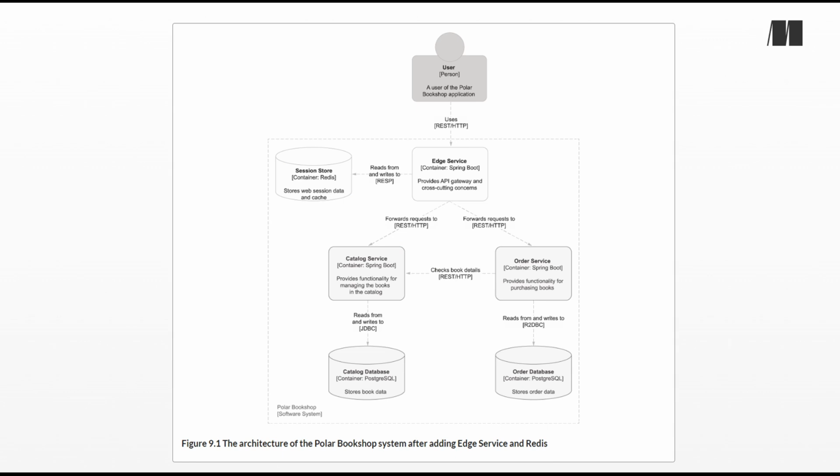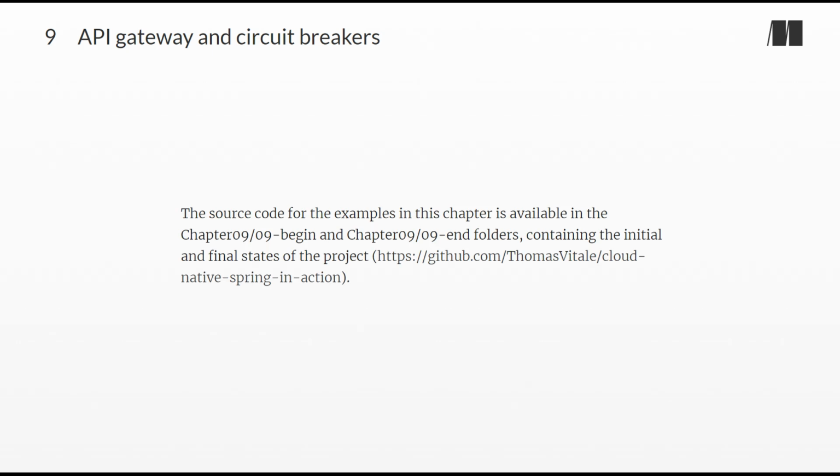Figure 9.1. The architecture of the Polar Bookshop system after adding Edge Service and Redis. Note: the source code for the examples in this chapter is available in the Chapter 09/09-begin and Chapter 09/09-end folders containing the initial and final states of the project.